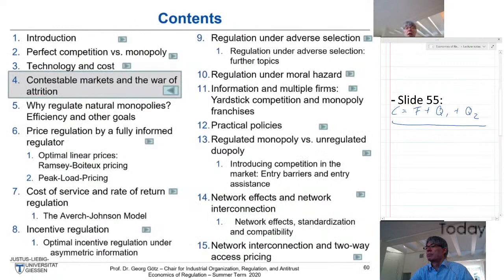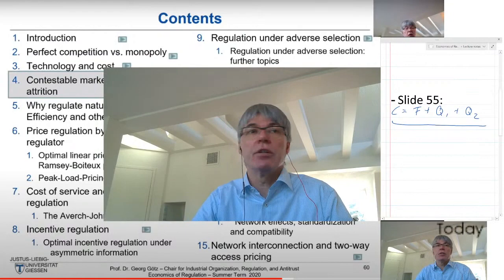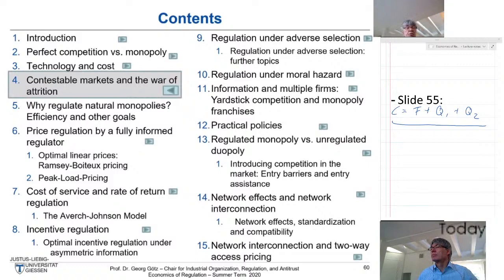Okay, break here and asking for questions. These 2-4 through the cost concepts, I want to make another short break here.